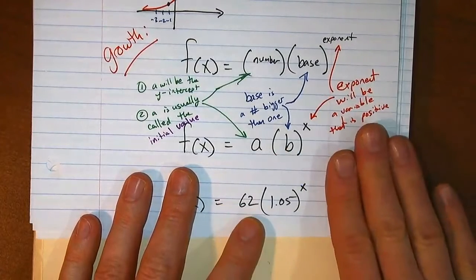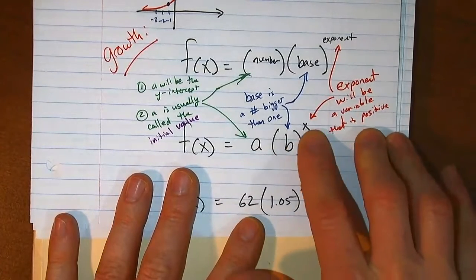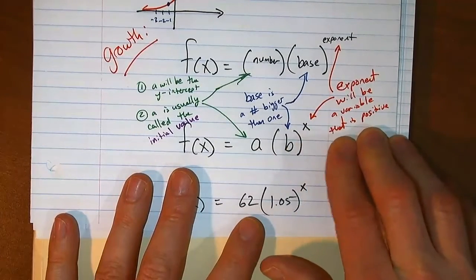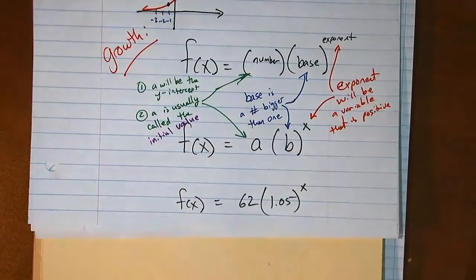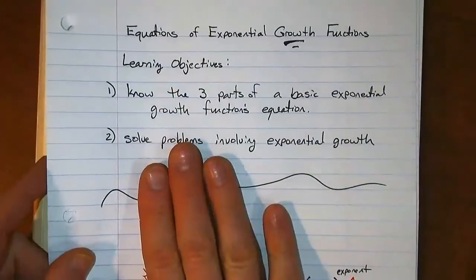And last but not least, X will be the exponent. It will not have a negative sign in front of the variable, and it's going to represent some ongoing process, maybe time going by. I think in all of my examples today, both in the notes and in the homework problems, it represents time, but it doesn't have to represent time. Okay, with all of that said, let's move on to learning objective number 2.